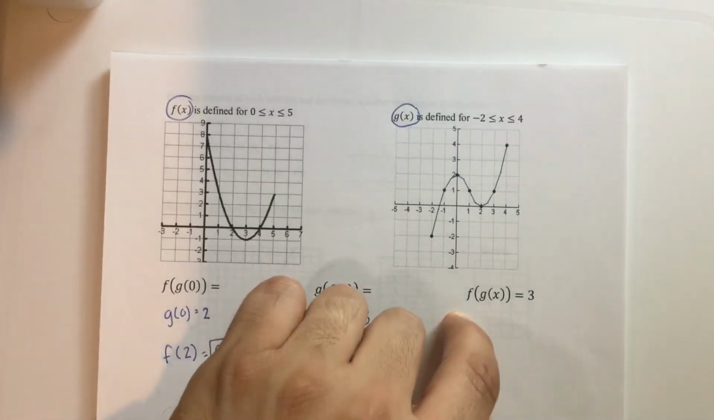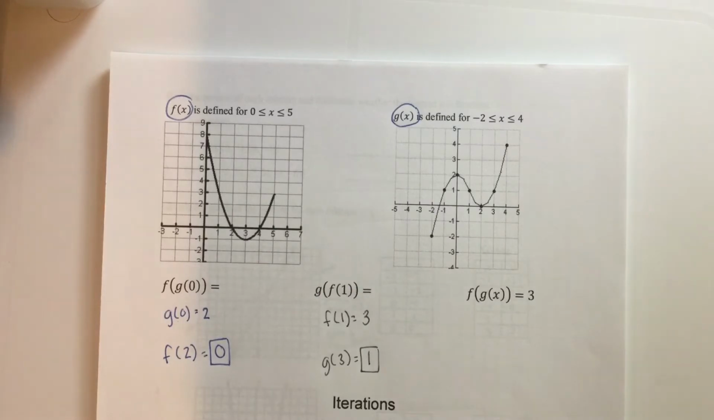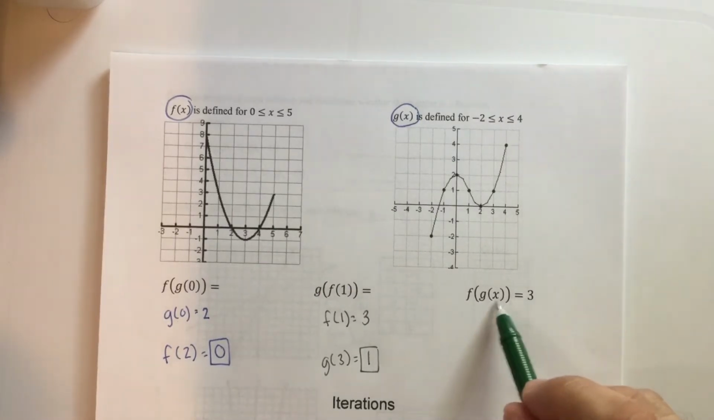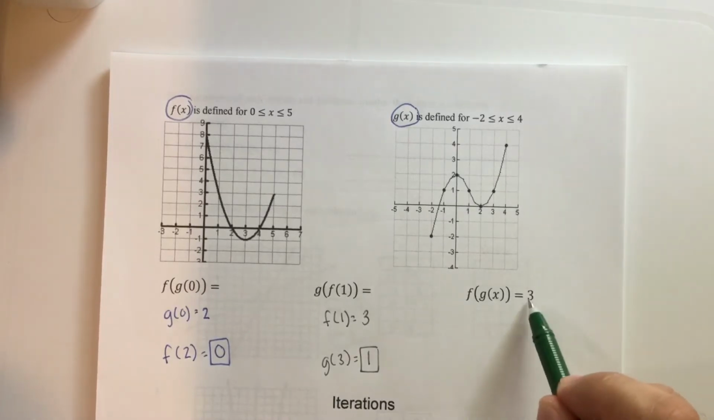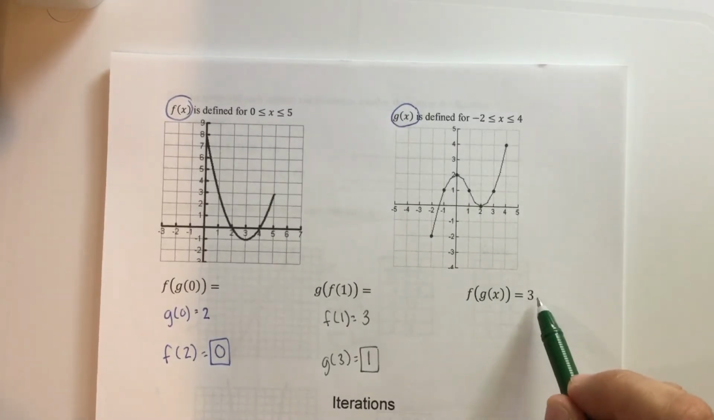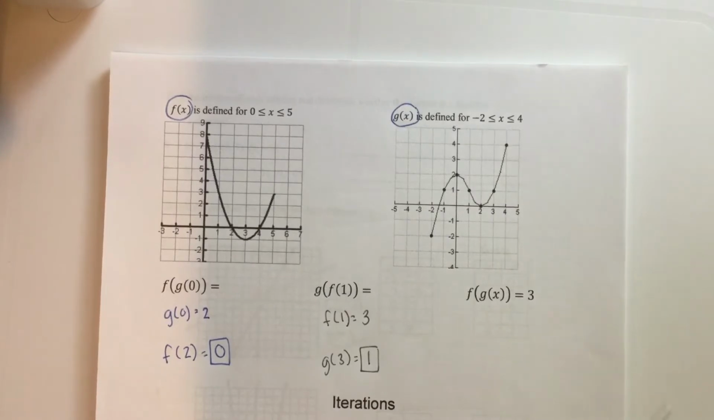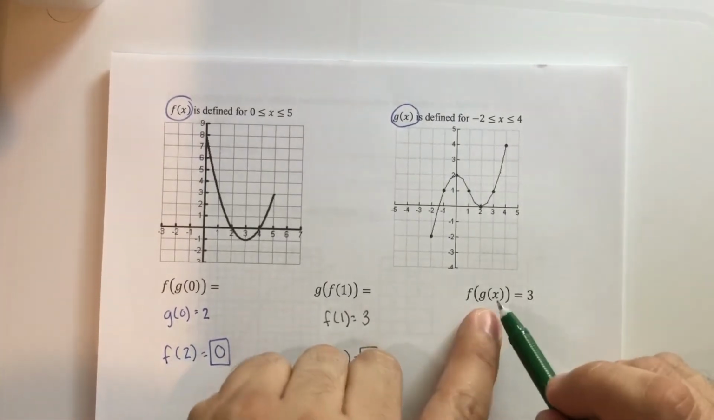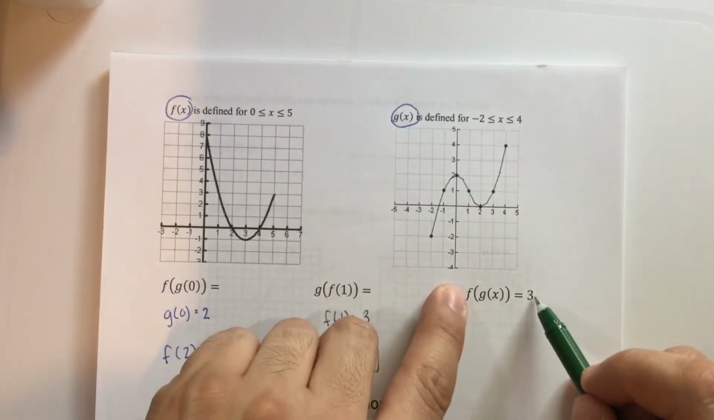Now for f of g of x equals 3, what you should notice is that this is x and this is y. So this is taking the place of y here now. So it's asking us to find the corresponding x value. So here it's a little bit different, so be careful here. So I'm going to start from the outside, right? If it was on the inside, I worked my way out. If it's on the outside, I'm going to work my way in.